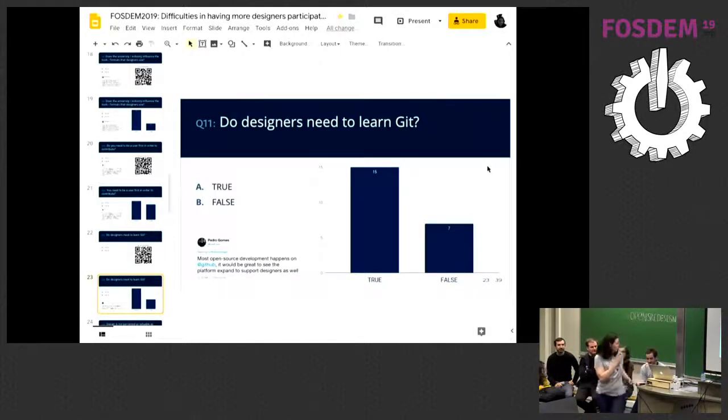And there's also a tweet at the bottom that says most open source development happens on GitHub, and it would be great to see that platform expand to support designs.